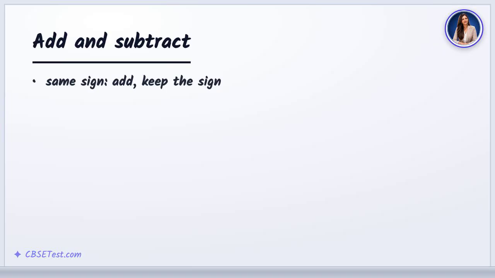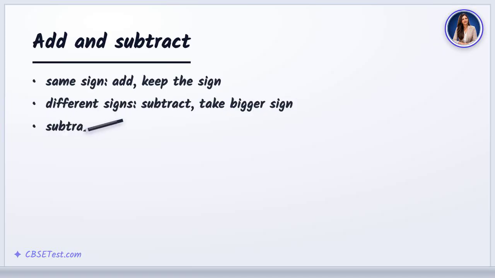To add integers of the same sign, add and keep the sign. With different signs, subtract and take the sign of the larger. And subtracting a number is the same as adding its opposite.